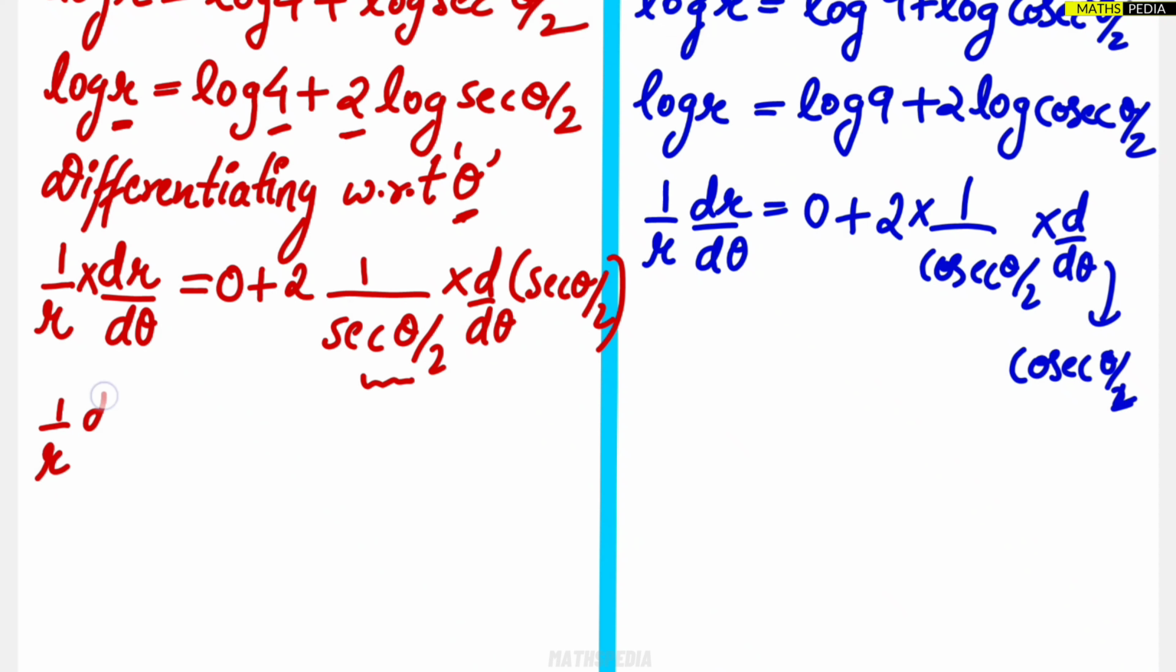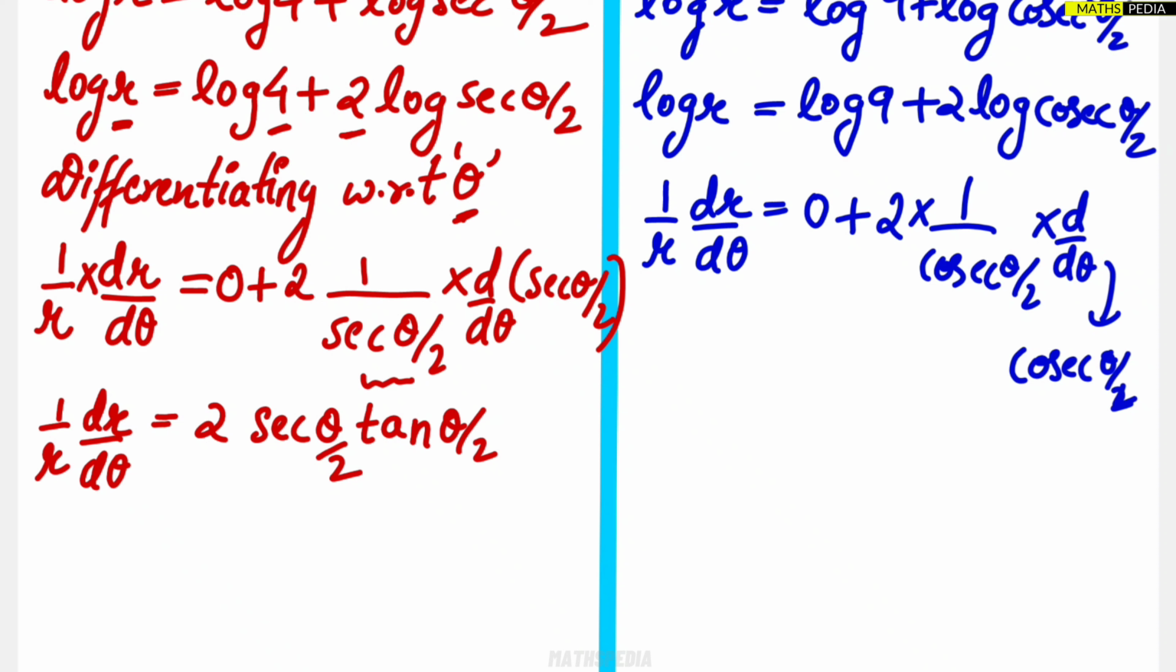Now what happens? 1 by r dr by d theta equal to 0 is gone. Okay, fine. So 2 is left out. Now secant theta by 2 differentiation is what? Secant theta differentiation is secant theta into tan theta. You might have studied the formula secant x into tan x. So secant theta into tan theta. But the thing is that in place of theta, what is it? Theta by 2. Very important. So tan theta by 2.